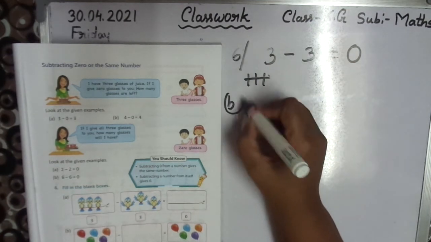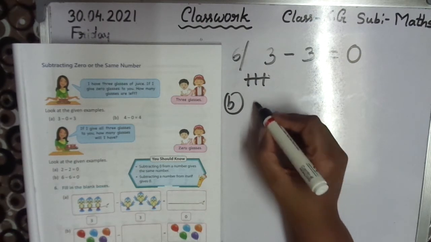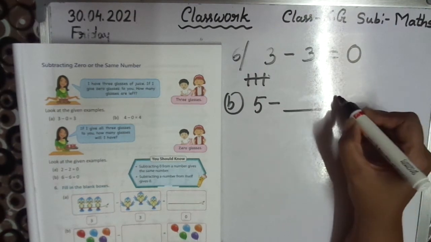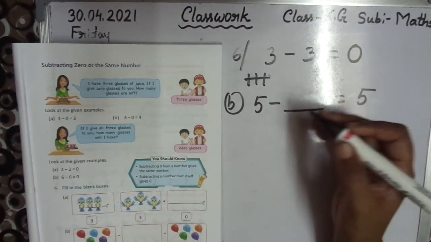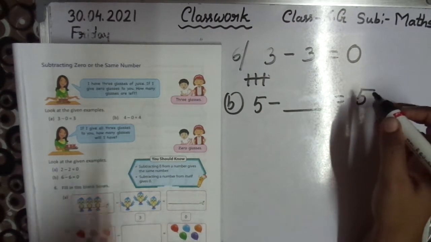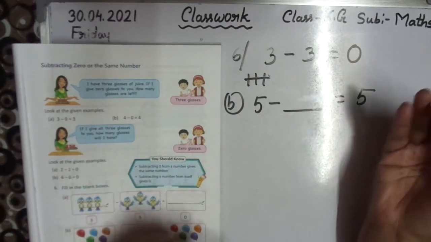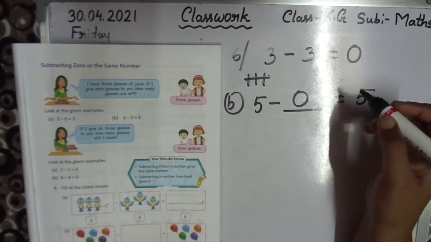B. Balloons. You count the balloons: 1, 2, 3, 4, 5. 5 balloons. So write 5 minus 0 is equal to answer 5. So you know children, 5 minus 0 is equal to 5. See here, 4 minus 0 is equal to 4. 3 minus 0 is equal to 3. So 5 minus 0 is equal to 5. Okay.